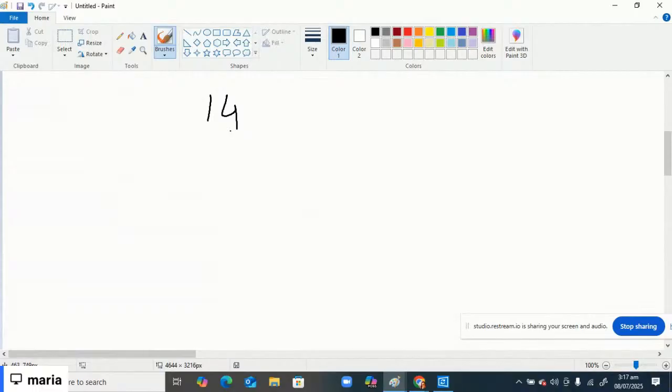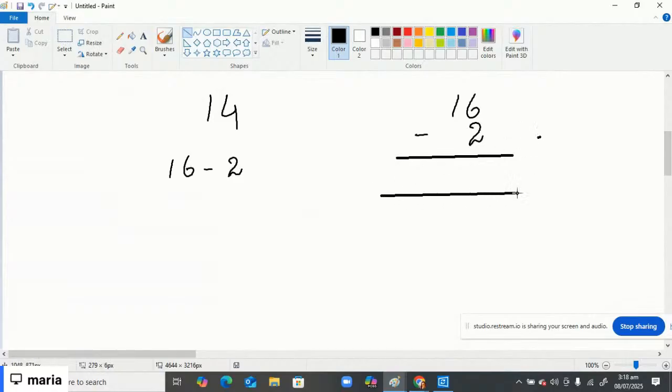Which two numbers? For example, 16 minus 2. Let's do it: 16, then minus 2. Let's suppose I'm going to use this number. You are going to use any number that is in your mind, okay? For example, you're going to draw 6 lines.